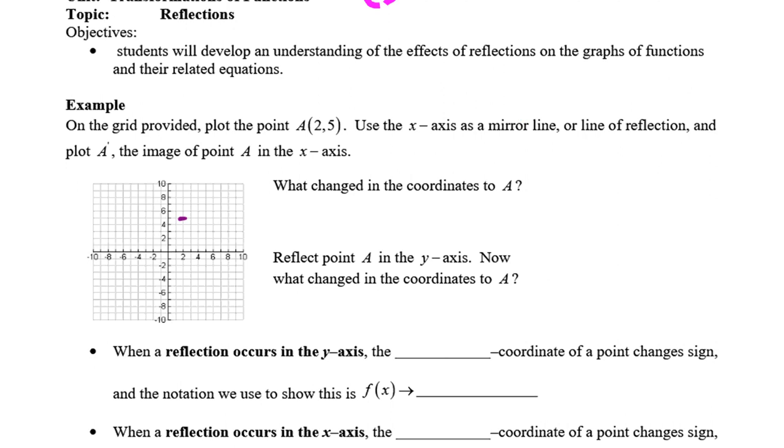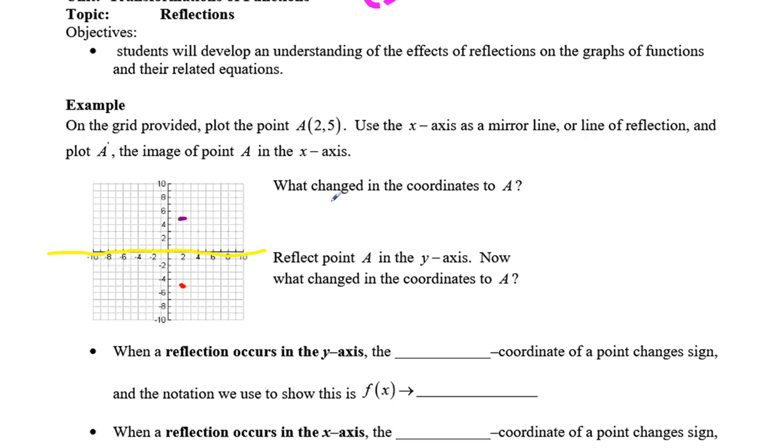Now, what do they mean by that? Well, here's the x-axis, and we are going to reflect over it. Use the x-axis as a mirror line, or a line of reflection, and plot A prime. So where is A prime going to end up? When you flip over the x-axis, this 2, 5 becomes 2, -5. Notice that when we flip over the x-axis, it influences y.